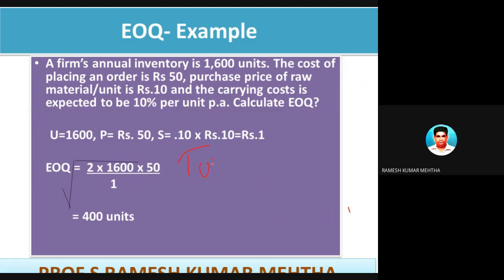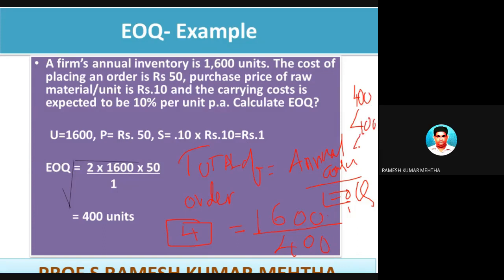The second one is the total number of orders you are placing in a year. This is given by the formula annual consumption divided by EOQ. You require 1600 units for the full year, and as already calculated, at any time you have to give an order for 400 units. So you will get 4. It means in a year you have to place 4 orders: one for 400, another for 400, another for 400, another for 400. Total you will get 1600 units.